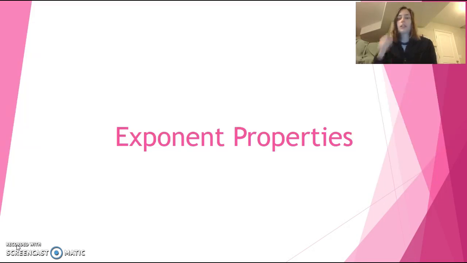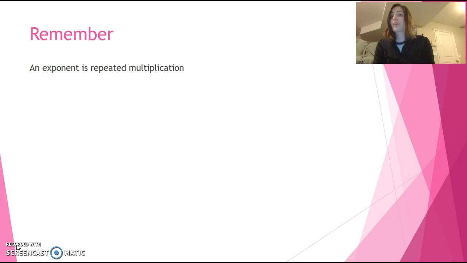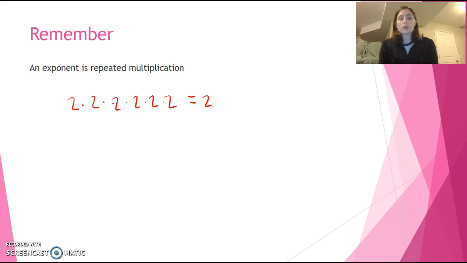Alright, so we're going to get into exponent properties. This is the first 4 sections of chapter 7. We're going to start by remembering what an exponent is. An exponent represents repeated multiplication. So if I have 2 times 2 times 2 times 2 times 2 times 2, then this would be equal to 2 to the 1, 2, 3, 4, 5, 6, right? So repeated multiplication becomes an exponent.